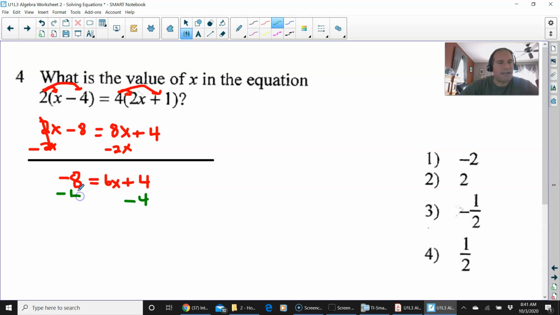The only way to do that is the inverse operation of positive 4, which is negative 4. That means this would cancel, and negative 8 minus 4 is negative 12. Bring down that 6x, and you divide by 6 on both sides. Dividing by 6 on both sides, x equals negative 2.